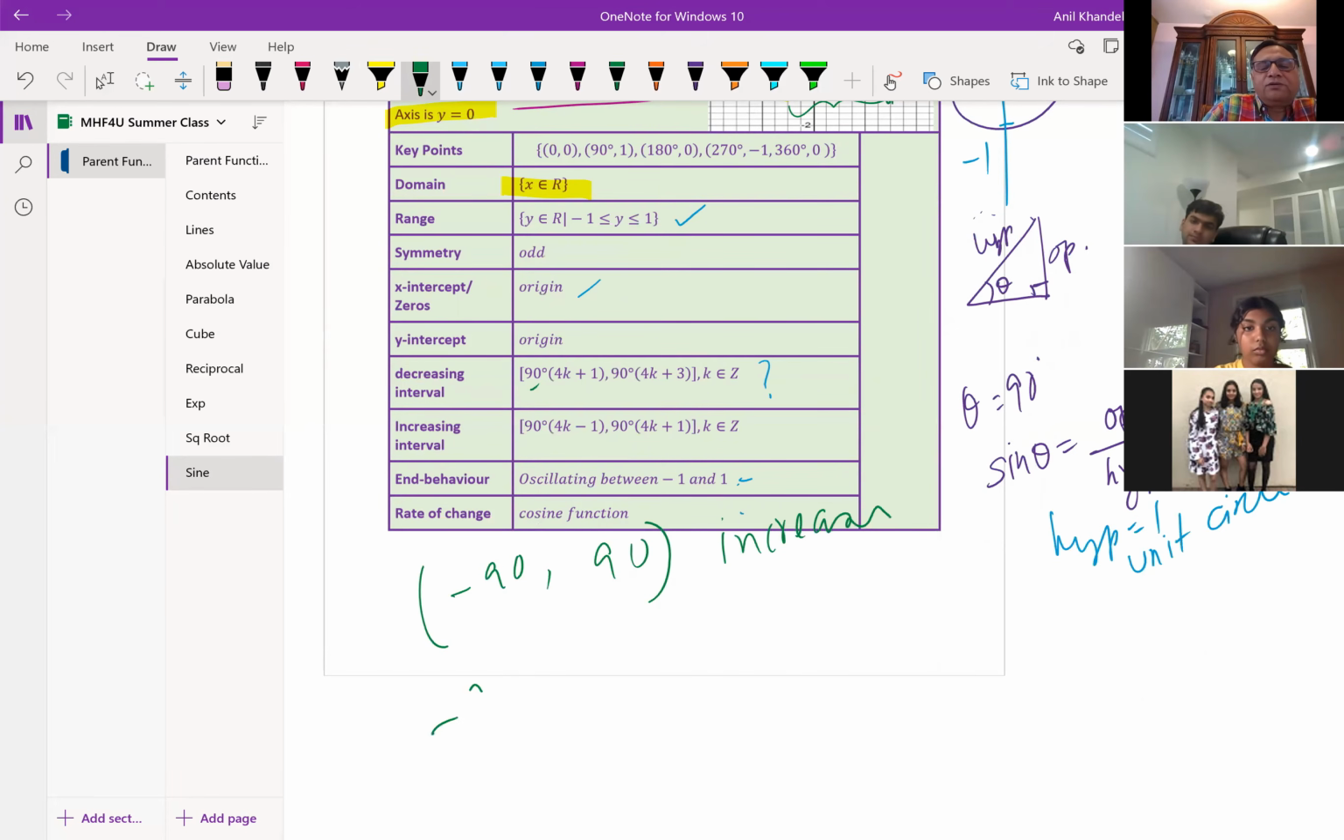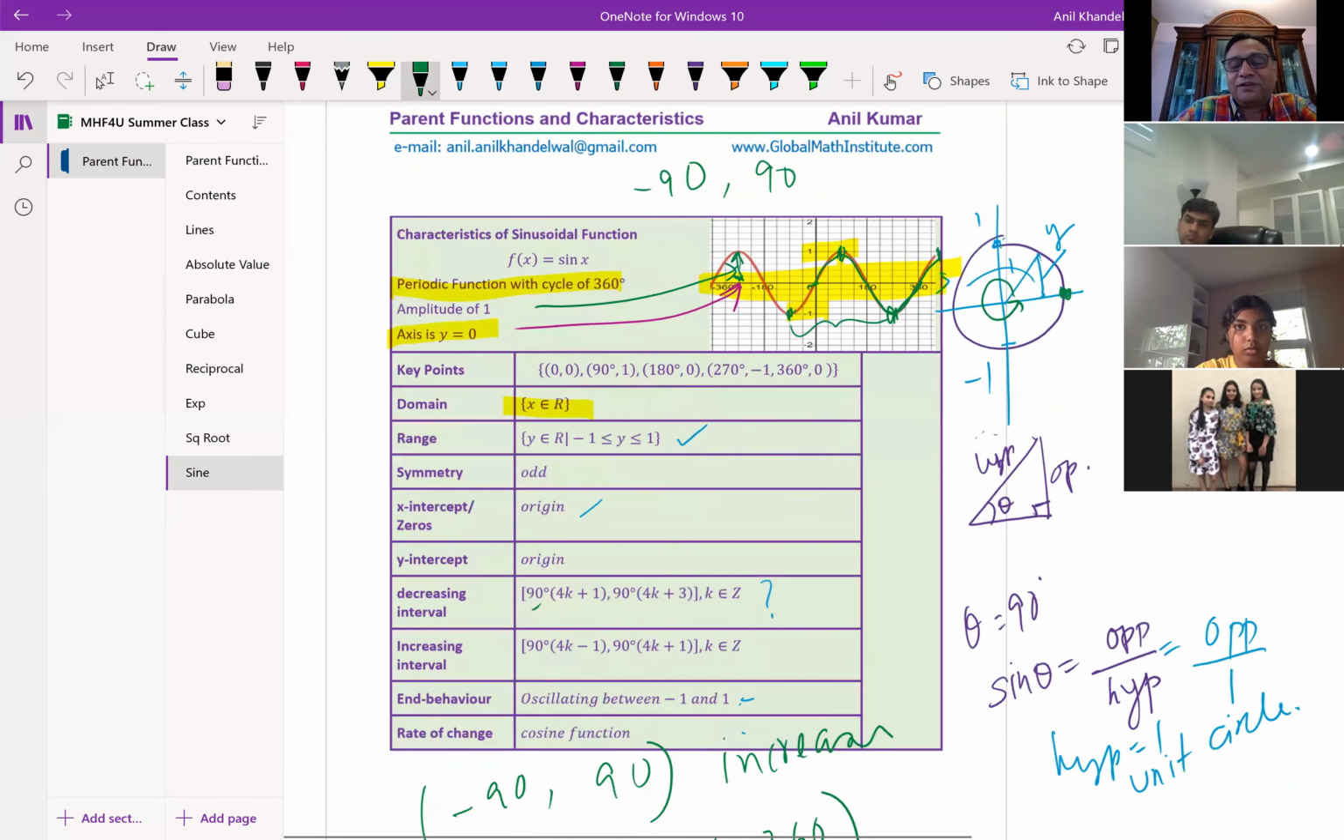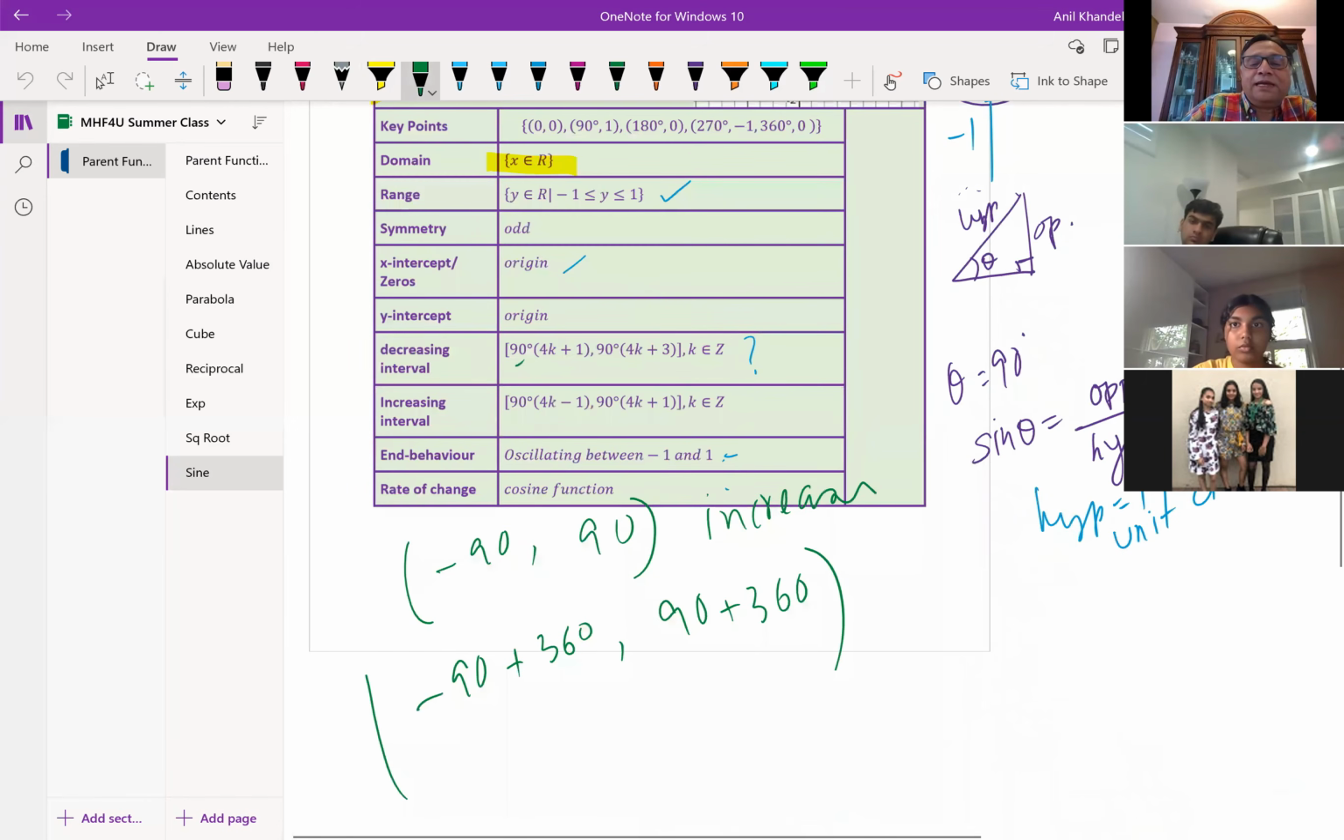But I could add 360 to minus 90 for the next cycle, right? 90 plus 360. Is that clear? That will also be an increasing interval. This is also an increasing interval, correct? After 360, you could add two values since it is a repeating function, correct? I could also say any integer multiple. I can add more cycles, correct?